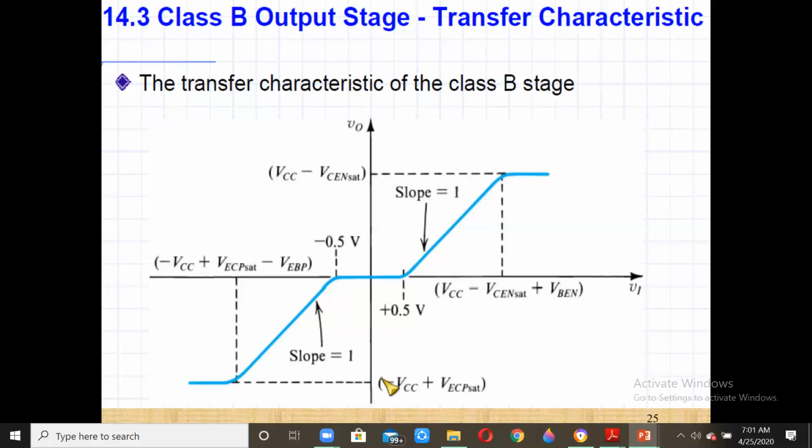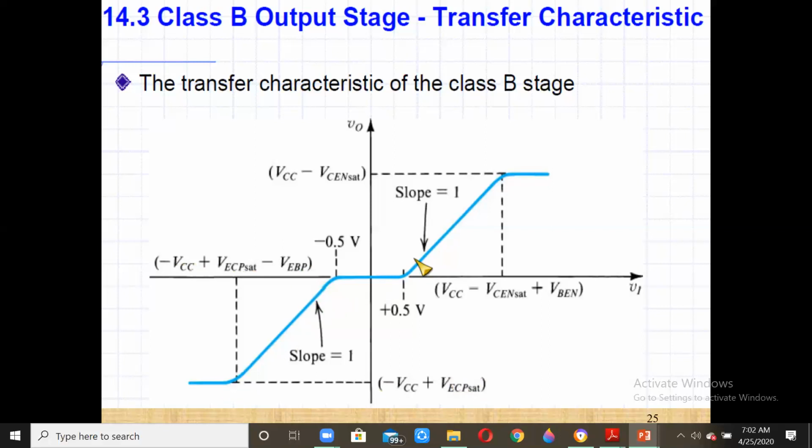The saturation point for the PNP transistor will occur when the output is minus VCC plus VEC sat of P. And correspondingly, the voltage across the emitter-base junction should be more than 0.5 volts in magnitude, and that should be subtracted. When the input is minus VCC plus VECP sat minus VEBP, then the output will be minus VCC plus VECP sat. And during this time, we have QP conducting.